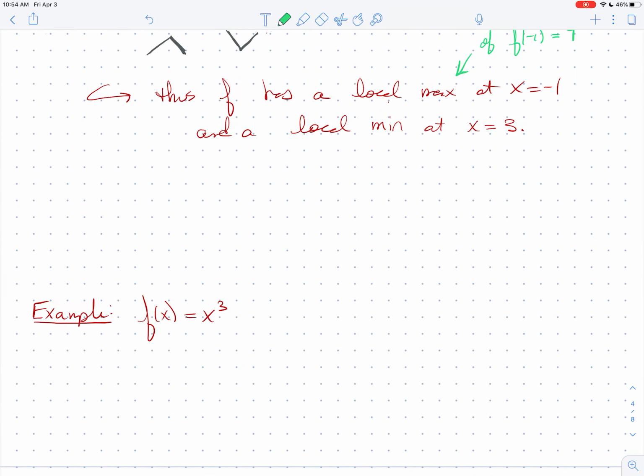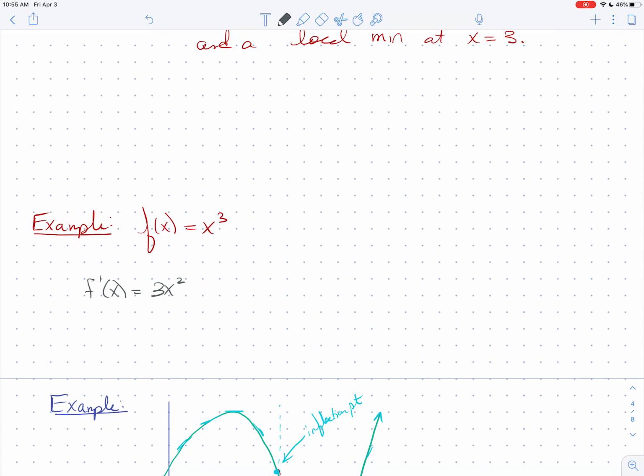We had f of x equals x cubed as a counterexample to the converse of Fermat's theorem. Let's actually use the first derivative test to see why there's no extrema there. We could see it graphically before. f prime is 3x squared. And so we're going to make a number line for f prime. f prime is only 0 when x is 0.